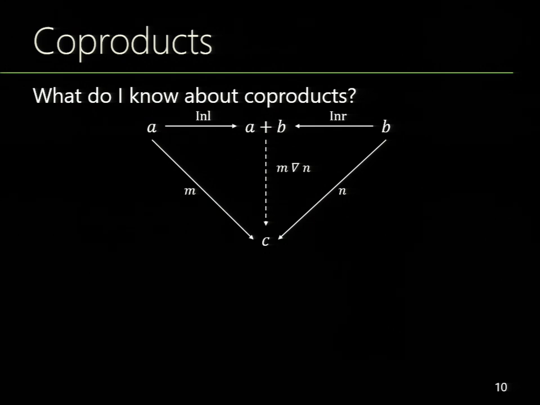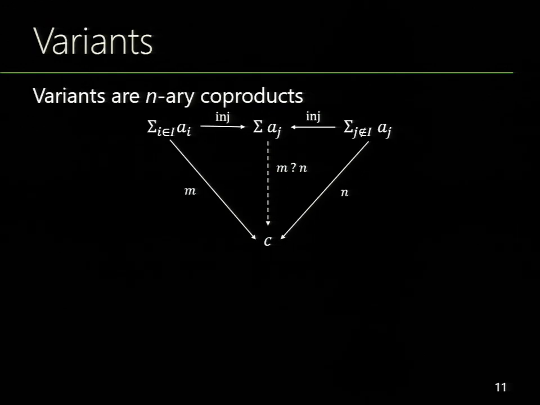This is sort of my nice binary coproduct case. I think of variants as generalized coproducts. So what does that mean? Well, it means I'm going to take all my pluses and turn them into sigmas. So I have a bunch of things in the middle here, a bunch of A_J's, some J's around.